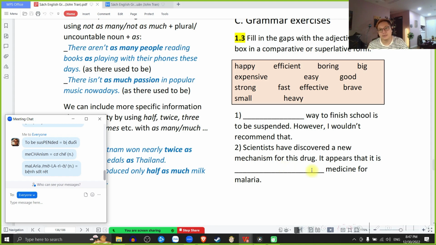Nó là hiệu quả hay không hiệu quả thôi. Yes or no. It is a yes or no. Effective or not effective medicine for malaria.